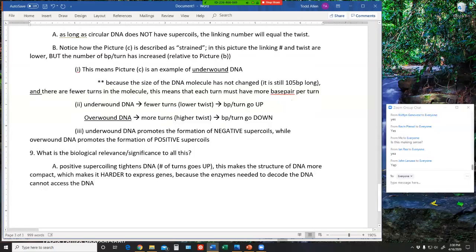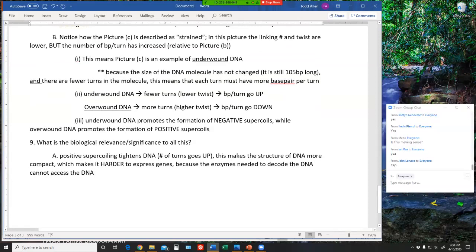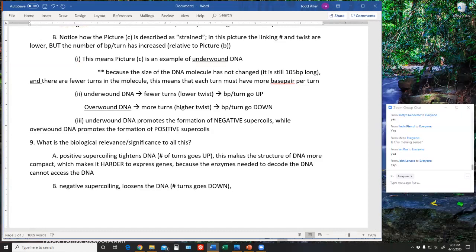All right, so let me slow down so you can write this into your notes. Positive supercoiling tightens the DNA. The number of turns goes up. This makes the structure of the DNA more compact, which makes it harder to express the genes because the enzymes needed to decode the DNA cannot access the DNA. Okay. Negative supercoiling loosens the DNA. The number of turns goes down. And this opens up the localized structure of the DNA within a chromosome, making it easier to express the genes.